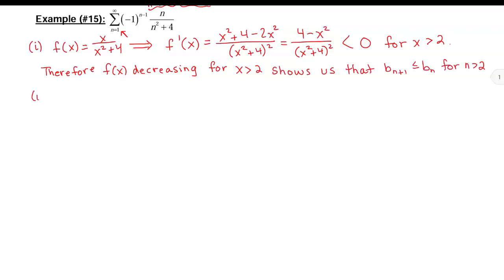Look at the second condition of the alternating series test. I'm going to divide numerator and denominator by n squared. Now I can take the limit. The limit equals 0. That means our terms decrease toward 0.